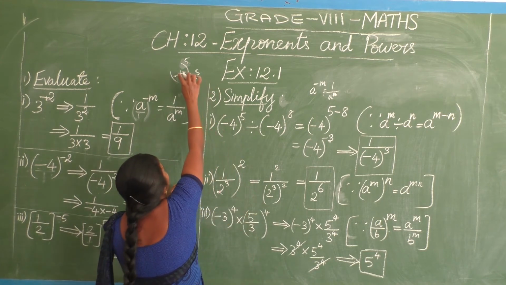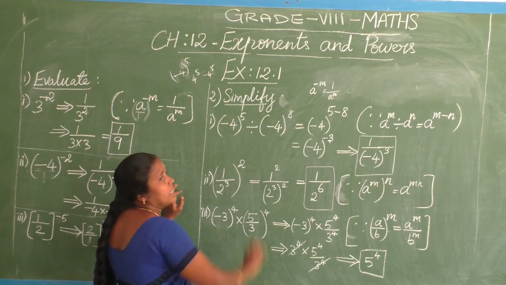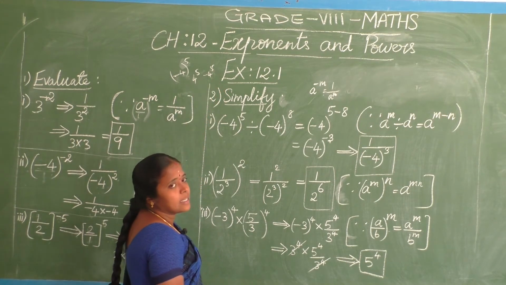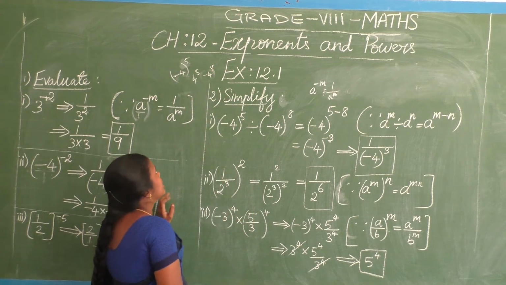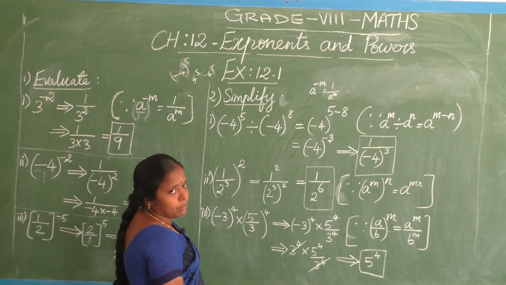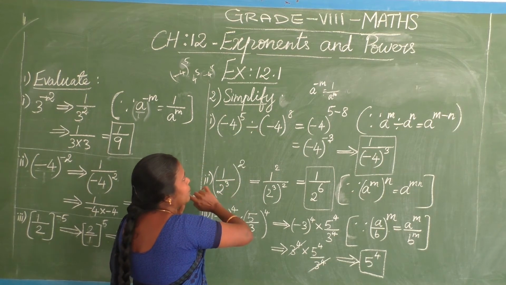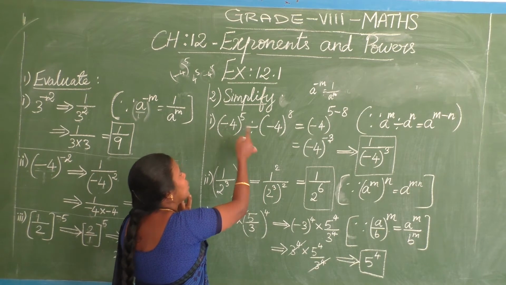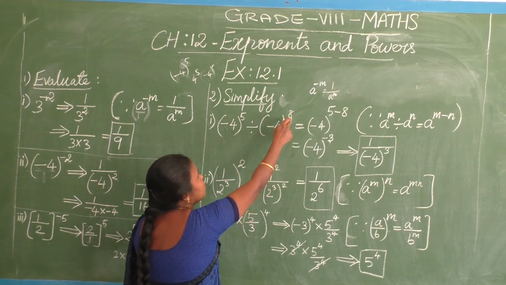That means the power applies to this minus as well as this number 4. You should not write minus 4 power 5 simply like this without covering. It is wrong, because it gives the meaning that power 5 is common for only 4, not for the minus. So whenever a negative number has a power, you must cover the number. Clear? Come to the topic. Minus 4 the whole power 5. How do you read it? Minus 4 the whole power 5 divided by minus 4 the whole power 8.